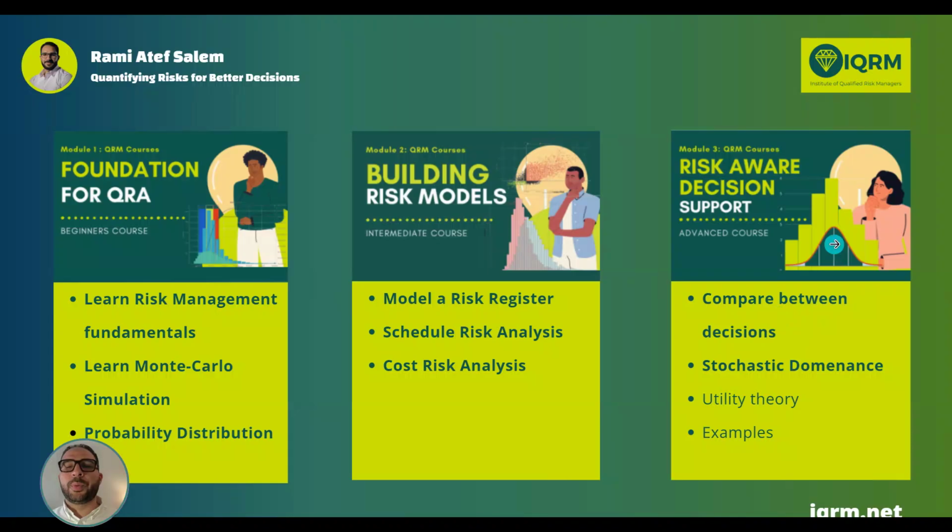Lastly, since we know how to build the models and set probability distributions, we need to compare between decisions. We need to use this information to support the decision-making process, either in projects or the enterprise. We learn about stochastic dominance as a statistical method, and another statistical method called utility theory. Both of them help you with decision making.